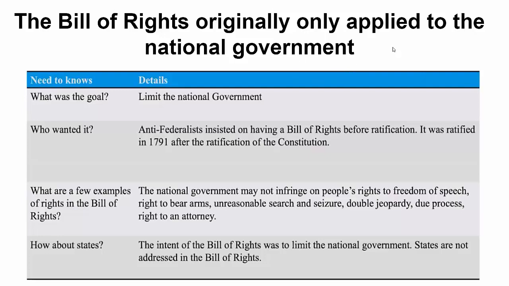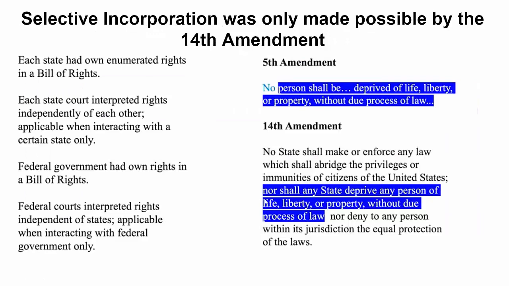And this is necessary because you remember the Bill of Rights originally only applied to the national government, right? It was designed to limit the national government. And so as a result, when you come down to the states, they weren't addressed in the Bill of Rights. And the courts ruled, therefore, that the Bill of Rights requirements really only applied to national rules and national laws. It did not apply whatsoever to the states.